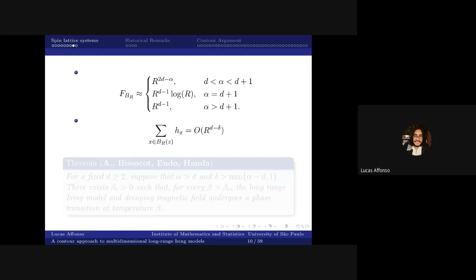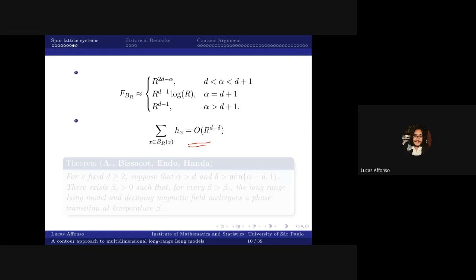So for balls, you can study the asymptotics of the long range energy, and you see different regimes depending on the decaying parameter. When alpha is between d and d plus 1, the asymptotics is actually greater than the surface term. And as for the decaying field, we can control it by this expression, simply by comparing the exponents.